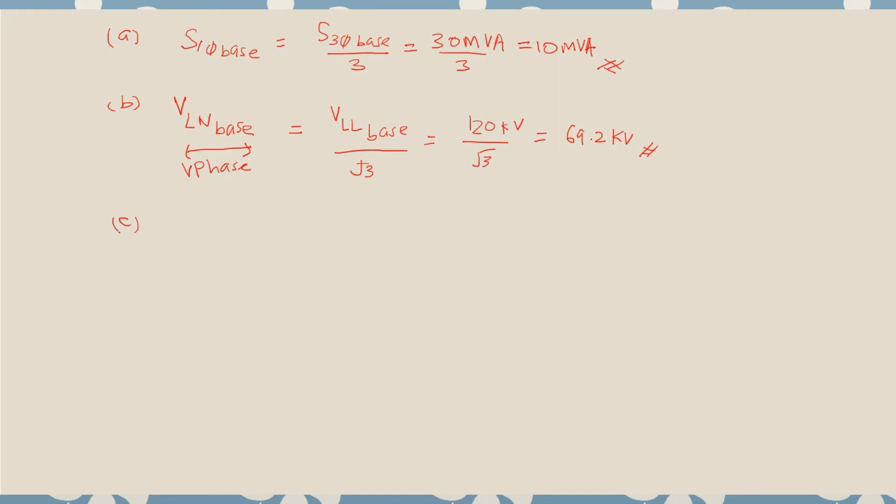Okay, C, you are asked to calculate VLN actual. Again, VLN is the V phase actual. So V phase actual is given by the formula VLL actual divided by square root 3. You know VLL actual is given as 100 kV divided by square root of 3, and you get 62.3.